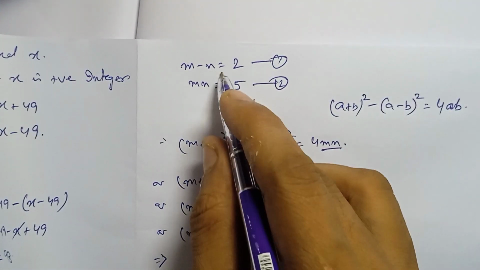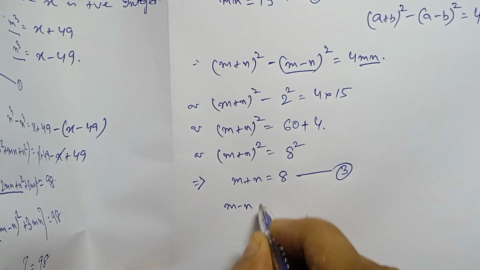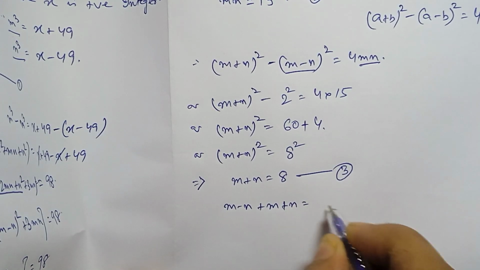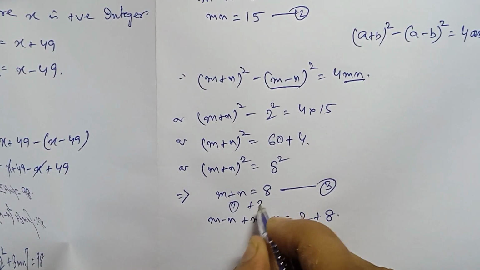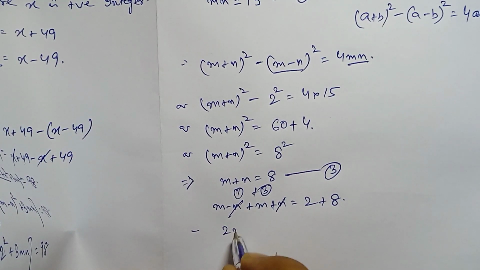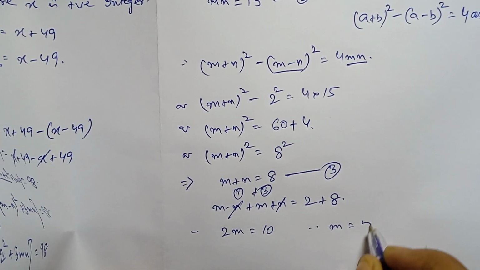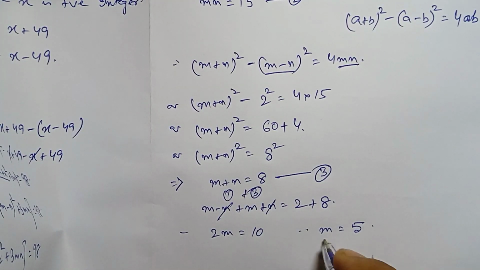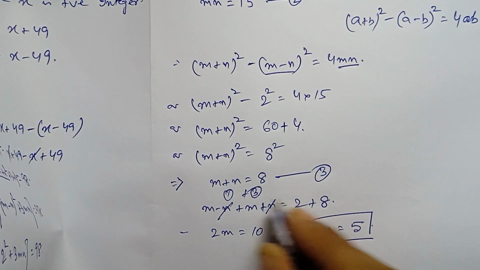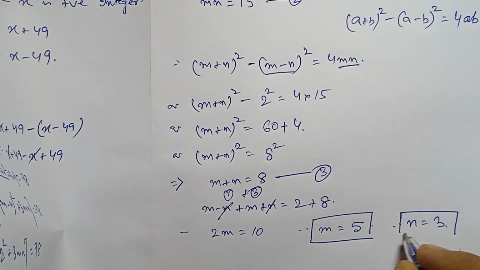Just add the equation 1 and equation 3 to derive the value of m. So m minus n plus m plus n is equal to 2 plus 8. Minus n plus n will be cancelled out. Therefore 2m is equal to 10. So m is equal to 5. If we just put the value of m in the equation 3, we get n is equal to 3.